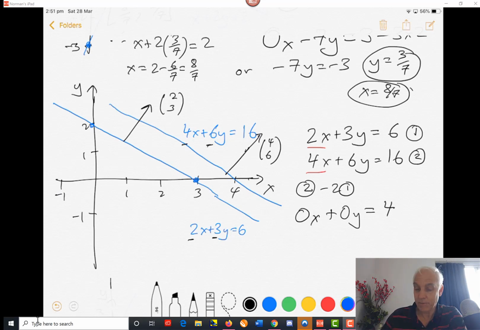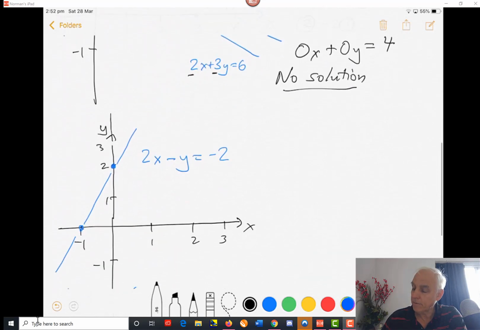Now, 0x plus 0y equals 4. That's a relatively simple equation because it's really the equation 0 equals 4. And there's no solutions to that. It doesn't matter what you plug in for x and y, there's no solution. So that's the answer here. There's simply no solution. There's no common intersection or meet of these two lines.